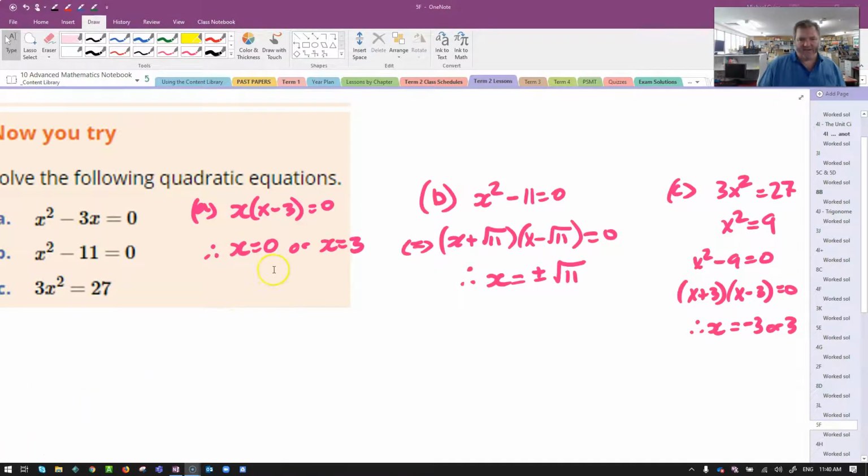Alright, you've got your answers there. Note that when you get to this stage, and I've got x minus 3 equals 0, if you know that means x has to equal 3, I'm happy for you to just go straight to that line. You don't have to write the line x minus 3 equals 0 before that. Have a think about it.